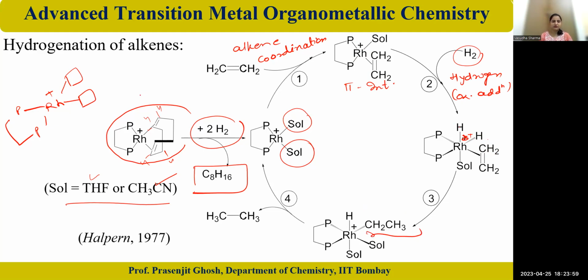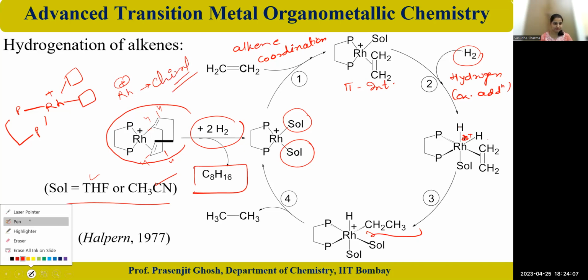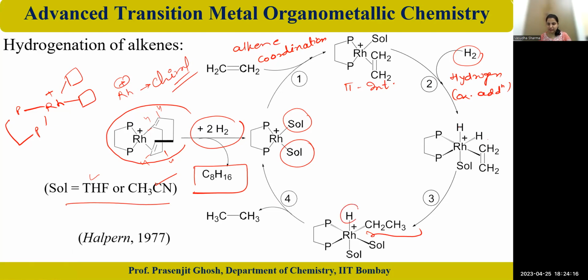So here the rhodium plus sign is symbolizing the chiral thing. This is a chiral molecule. That's why everywhere it is written this way. Now you can see both H and CH2 are cis to each other. So there is no requirement for the cis-trans rearrangement. Ultimately, reductive elimination happens and it will cleave off as an alkane.